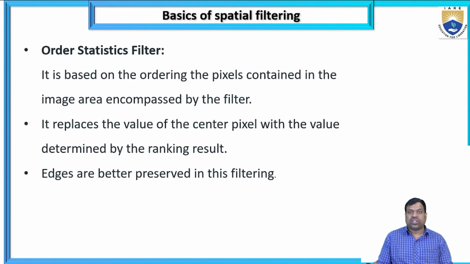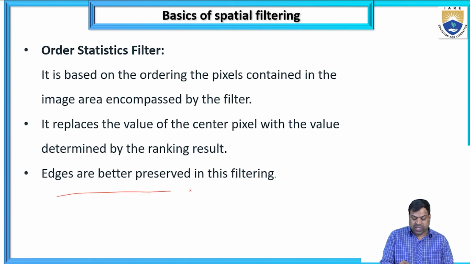So another one is the order statistic filter. It is based on ordering the pixels contained in the image area encompassed by the filter. It replaces the value of the center pixel with the value determined by the ranking result. Edges are better preserved in this filtering. What are the edges? We have to better preserve them.